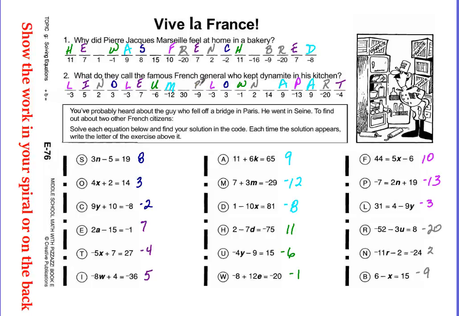and -9. All right. So why did Pierre-Jacques Marseille feel at home in a bakery? Because he was French bred. Get it? French bread. What do they call the famous French general who kept dynamite in his kitchen? Linoleum blown apart. So kitchens have linoleum on the floor, and a bomb blew up in a kitchen. Get it? The math is better than the puns, but that's all right. Here the general is right there looking at all the dynamite in his kitchen.